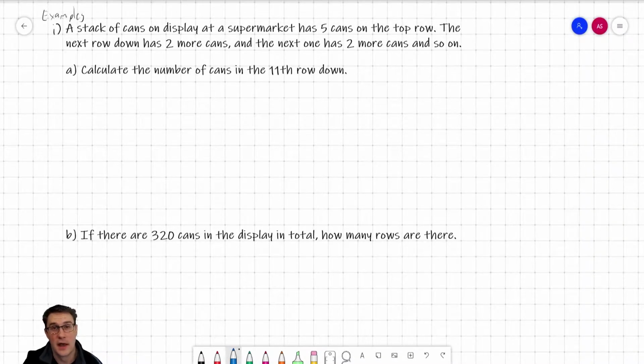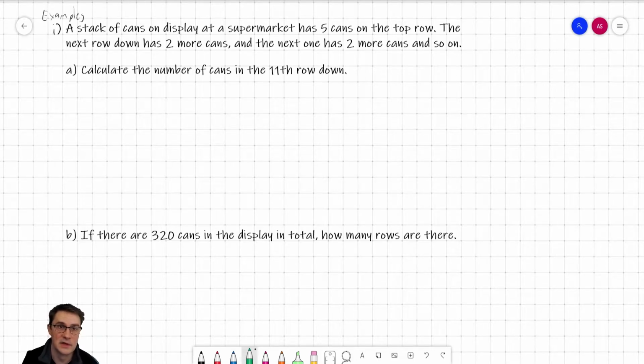Hey, amazing people. Today we're going to look at some examples involving arithmetic series. When we have a question like this, one of the first things you need to do is ensure that you're able to write down the series, or sequence in some cases, and work out the pattern and certain information from that.